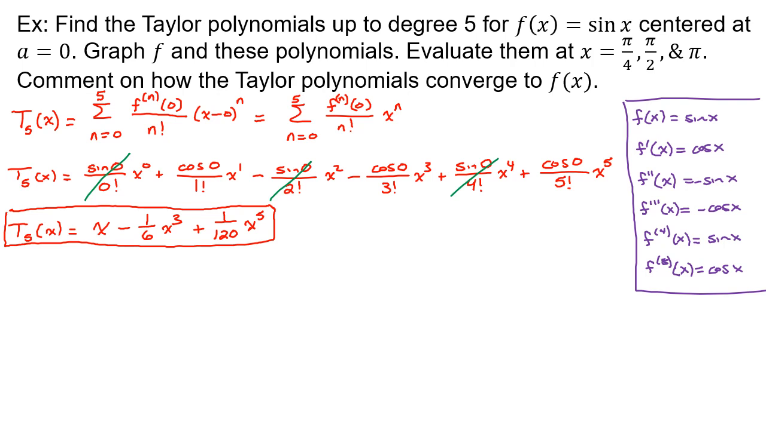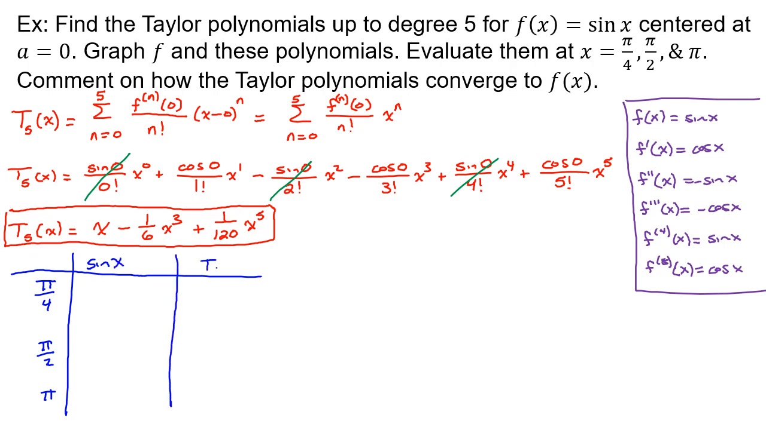Now, I'll show you the graphs in just a moment. That's on the next screen. But let's go ahead and do some evaluating real quick. For the evaluating, it says evaluate the values for sine x at pi over 4, pi over 2, and pi, and also plug those into your Taylor polynomial. So we're going to do pi over 4, pi over 2, and pi. And I'm going to plug those into both sine and my Taylor polynomial to show you how the approximation works. If you do sine of pi over 4, that is root 2 over 2, or 0.707.